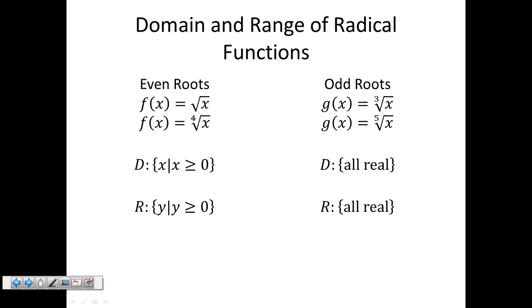Excuse me, let me say non-negative numbers. We can get 0 out of that. The square root of 0 is 0. Over in the odd root section, cubed root, fifth root, seventh root, we can plug in any old number we want. We can plug in positive numbers, we can plug in negative numbers, we can plug in 0. So our domain is all real numbers. They will spit out any type of number we want. They will spit out positive numbers, negative numbers, and they will give us 0. So our range is also all real numbers.